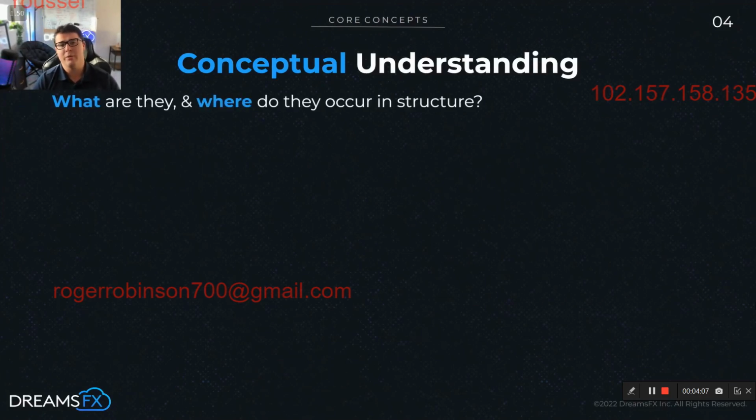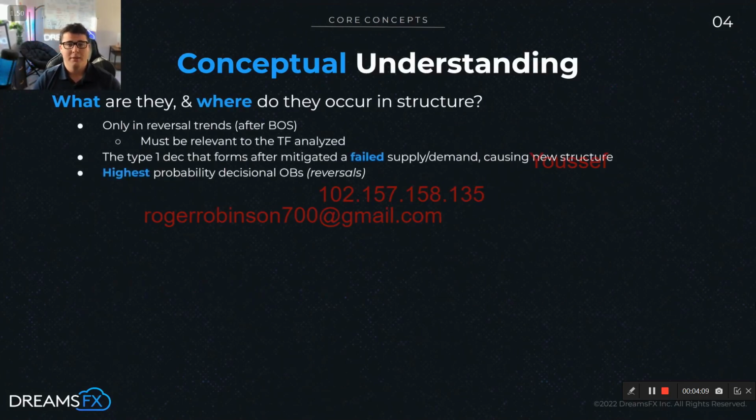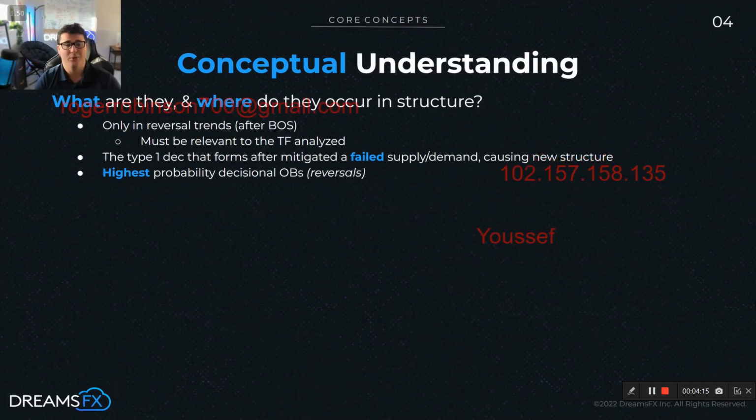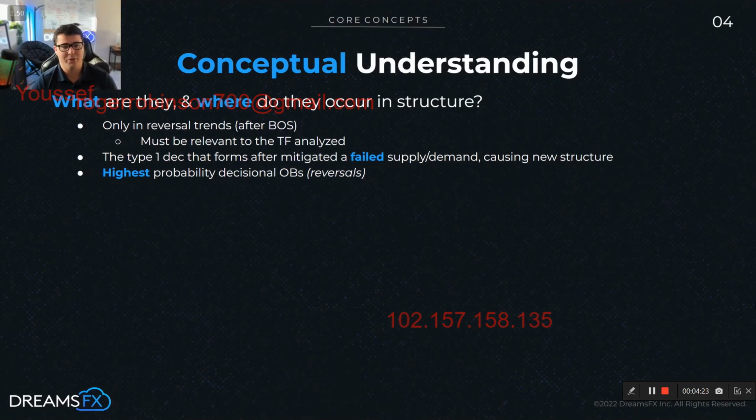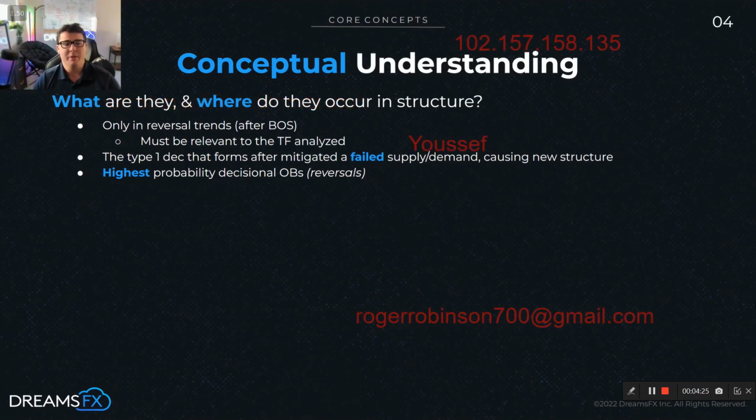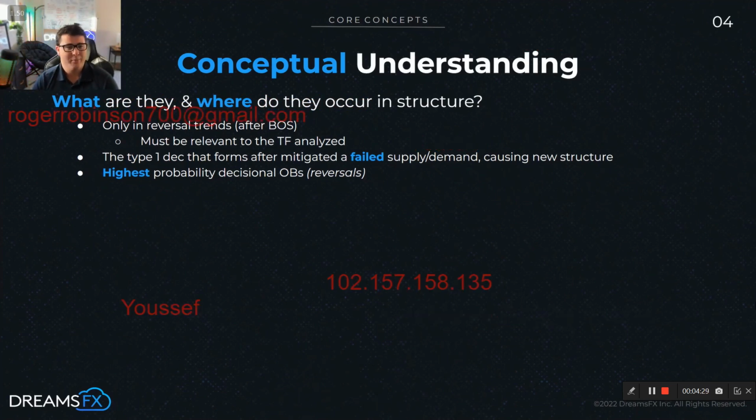What are they and where do they occur in structure? D2S and S2D decisionals only occur in reversal trends after a BOS. Critical, write that down. If they do not cause a new structural shift, they are simply not D2S or S2D decisionals, as you're going to see here in a few points below. Additionally, they must be relevant to the time frame you analyze them on. You're going to see once I pull up these diagrams what I'm referencing.